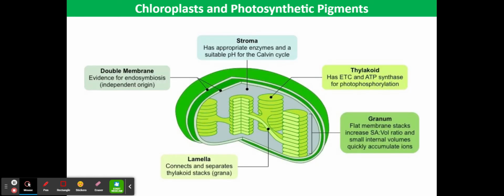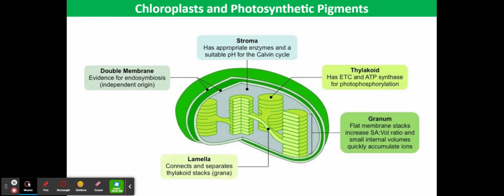Proteins embedded in the thylakoid membranes hold the photosystems in place. The grana are surrounded by the stroma, so the products of the light-dependent stage can easily pass to the stroma to be used in the light-independent stage. The stroma is the fluid-filled matrix.